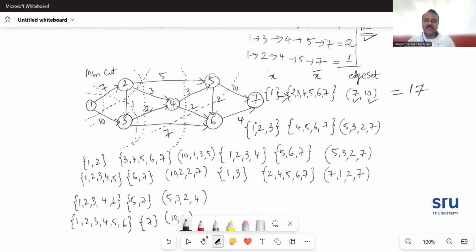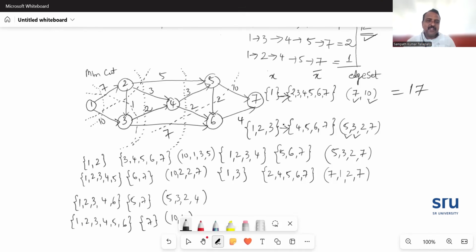Now we'll take this one. I have 5. So where is my 5 here? I have the 5 here now, from x to x bar. So this is valid. 3. 3 is 2 to 4. 2 is in this x and your 4 is in the x bar. So it is also valid.